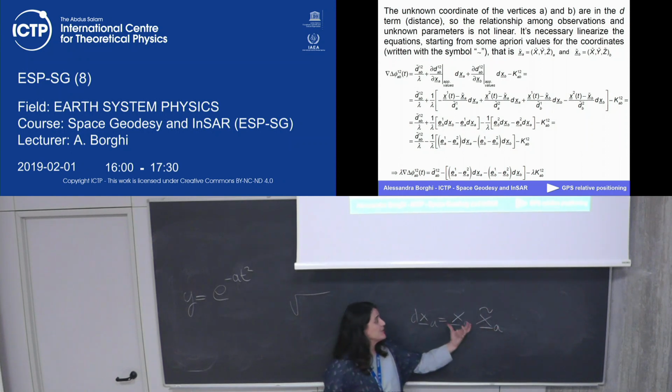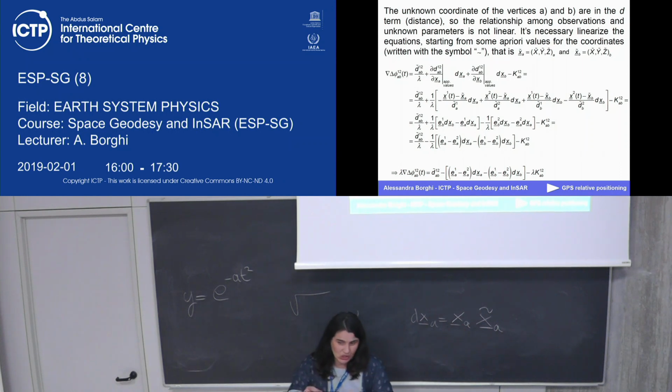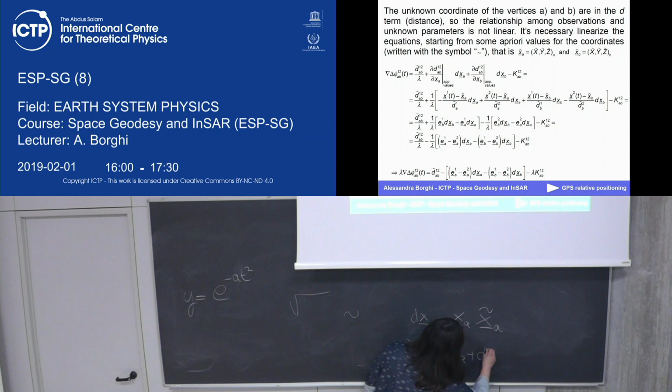It is the difference between the real coordinates of the point A and the approximate values of the point A. I am speaking about a vector. So x means the position of the point, x, y, z, we are not separating them, it's a vector. So I use the x to mean the positioning vector. We are going to estimate this quantity. At the end, of course, the estimated vector will be the approximate values plus the estimated correction.